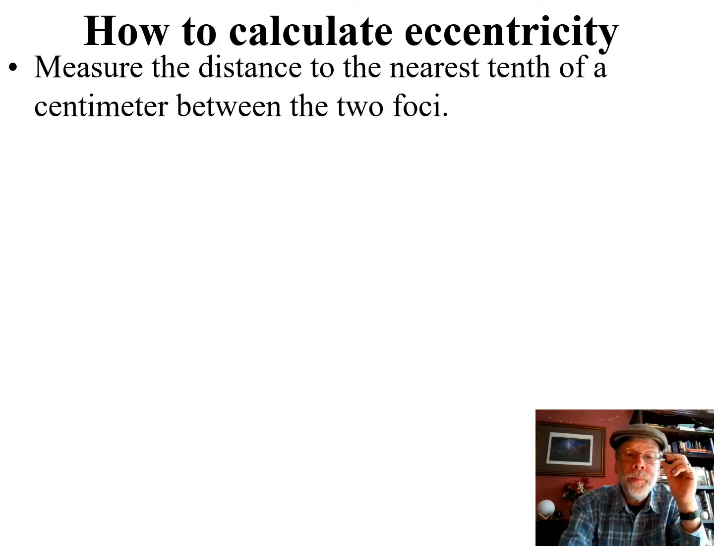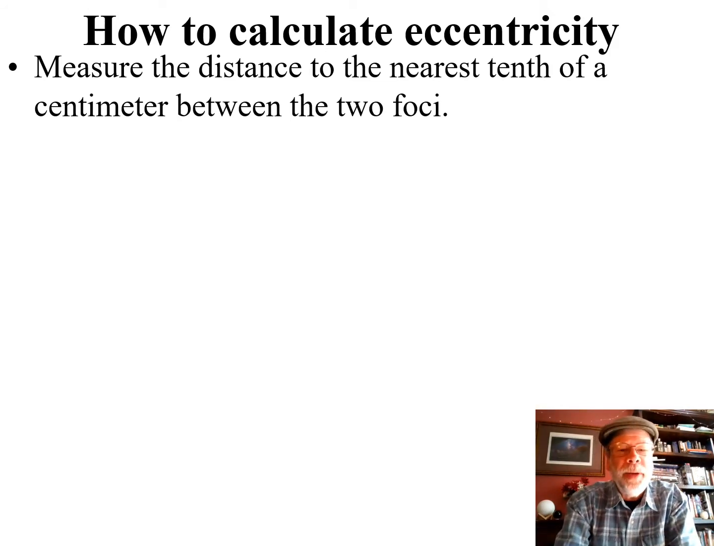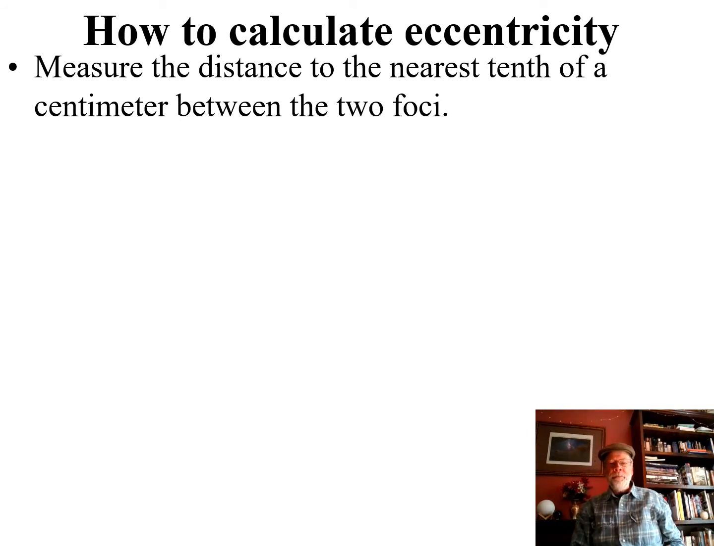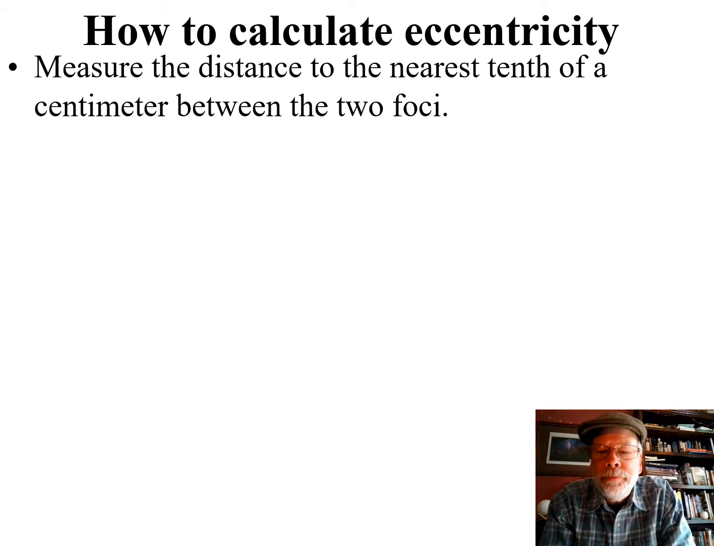So how to calculate eccentricity? If you were doing this on the earth science lab exam or something like that, you would do it this way. First, you measure the distance to the nearest tenth of a centimeter between the two foci. So if it came out to be 10 centimeters, you wouldn't write 10 centimeters. You'd write 10.0 centimeters.